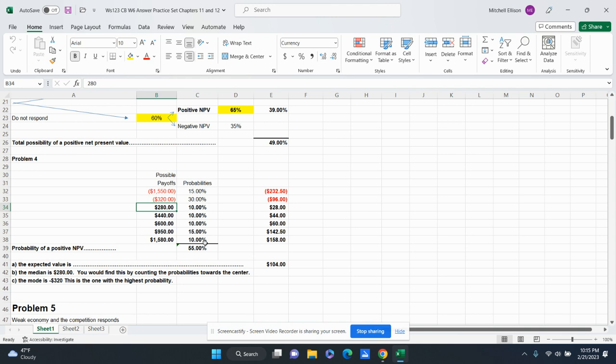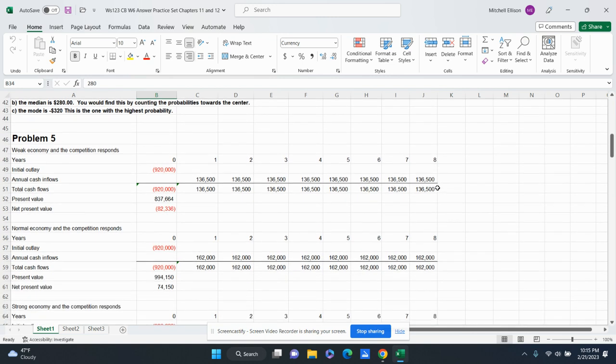$280. Then you could do it the other way. 10 plus 15 is 25, plus 10 is 35, plus 45, plus 10 gets you there. $280 is your median. The mode is the most common, which in this case would be the 30% probability, which would be the negative $320.